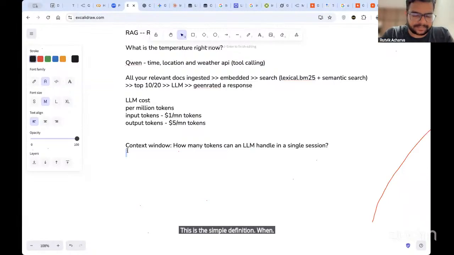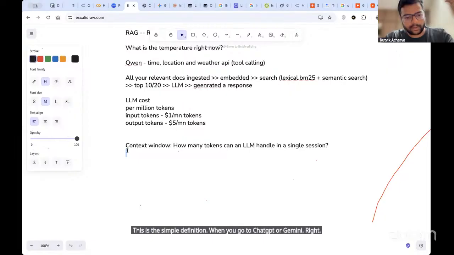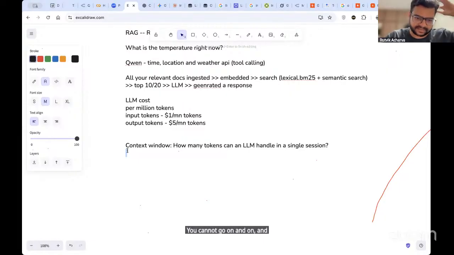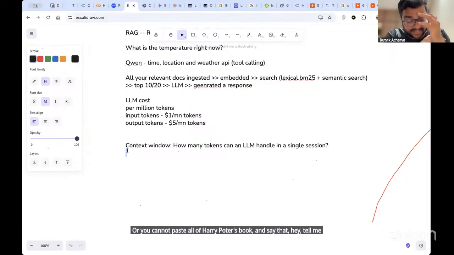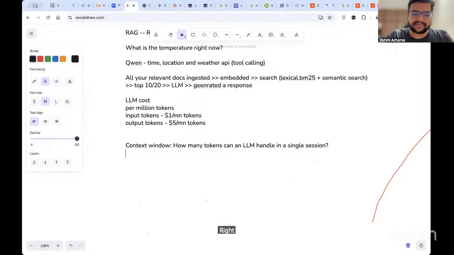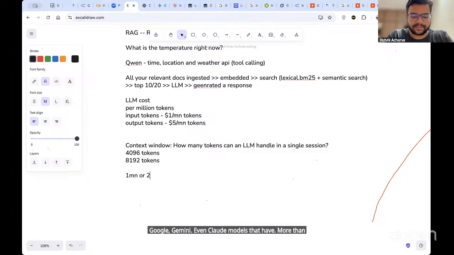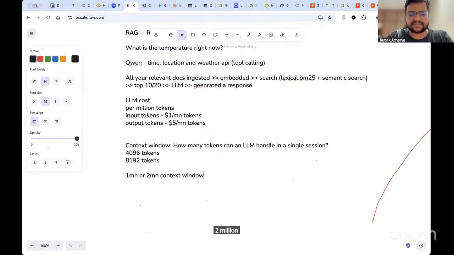When you go to ChatGPT or Gemini, right, you cannot go on and on for days. Or you cannot paste all of Harry Potter's book and say, hey, tell me about this one specific event. It won't work, right? Because they have specific limitations. Earlier, it used to be very small, 4,096 tokens. Then it got increased slowly. Now we have Google Gemini, even Claude models that have more than 1 million or even 2 million context window. So in a single session, it can absorb all of that information and give you a specific output.